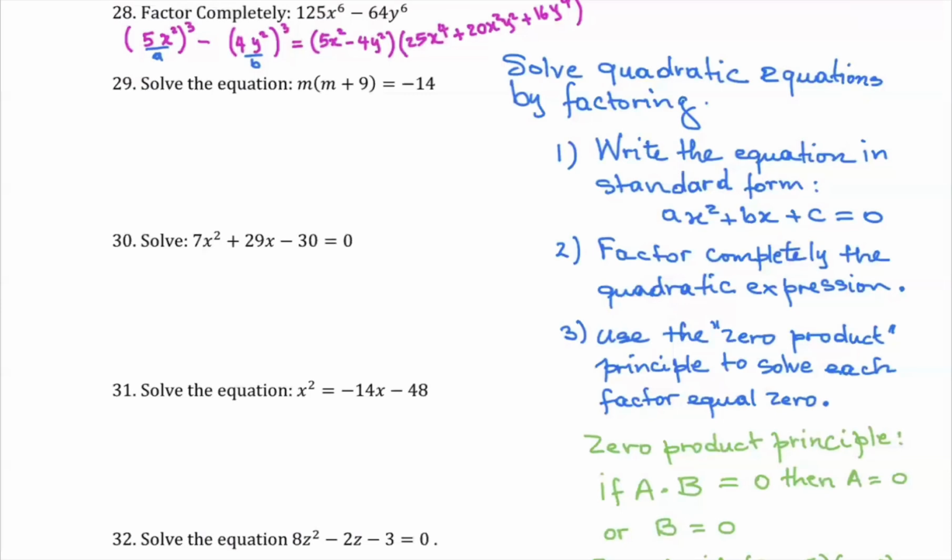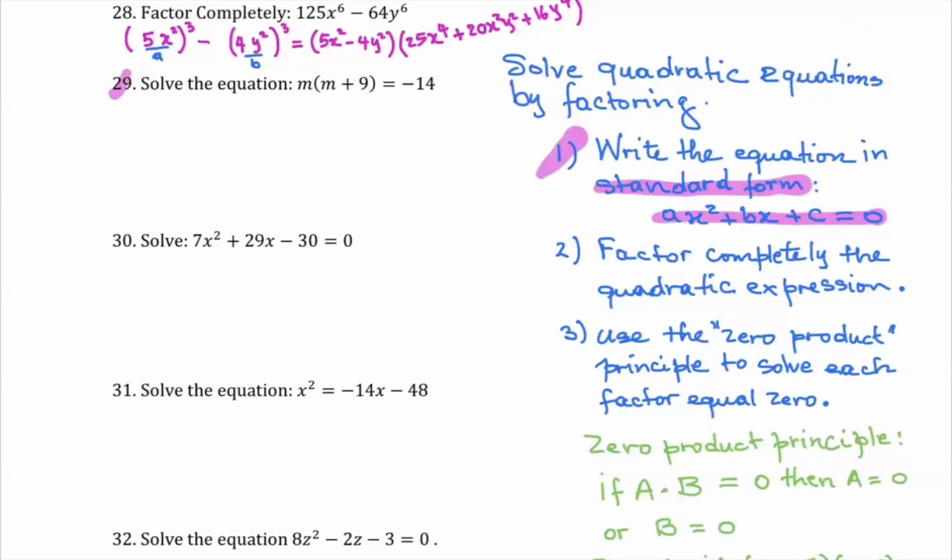So this next problem is number 29, about solving quadratic equations by factoring. Now, first thing to do when solving a quadratic equation by factoring, we need to write the equation in standard form. Standard form is this form here, ax squared plus bx plus c equals 0. So you must have all the expression on one side and then 0 on the other side of the equation.